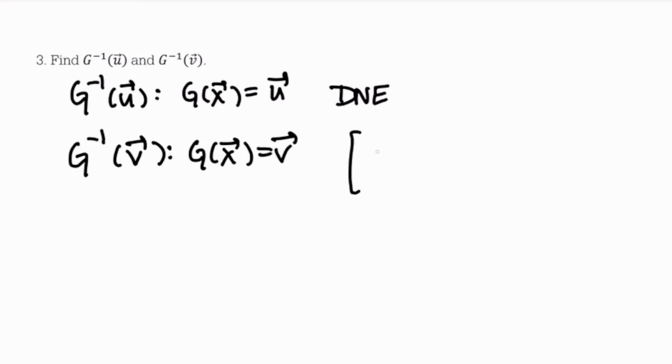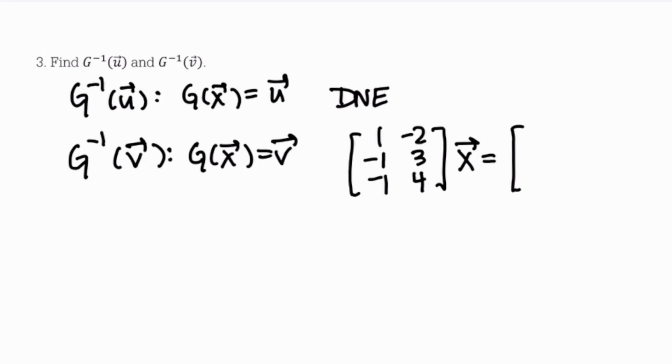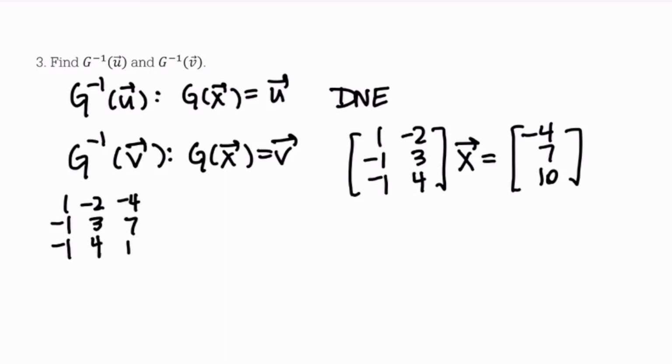Okay, so that's 1, negative 1, negative 1, negative 2, 3, 4, multiplied by x equals, what was v, 5 and 2? No, that was u. Negative 4, 7, 10. I know that's familiar. All right, so what we're going to do is augment A with v and row reduce, and that will help us solve the system. So 1, negative 1, negative 1, negative 2, 3, 4, augmented with negative 4, 7, and 10.